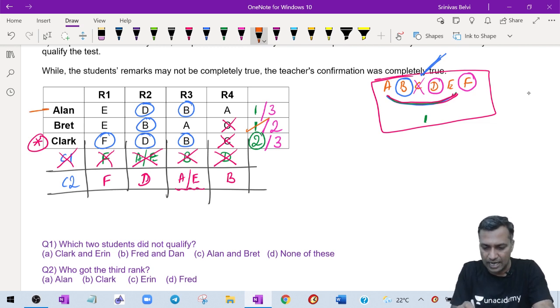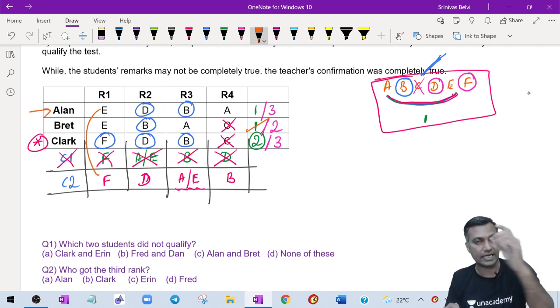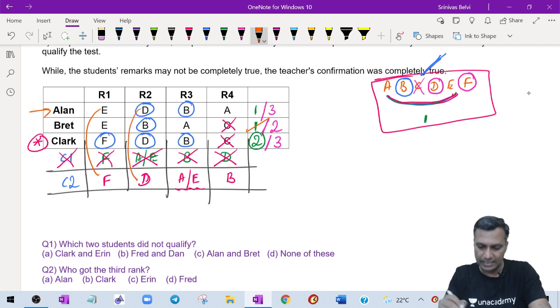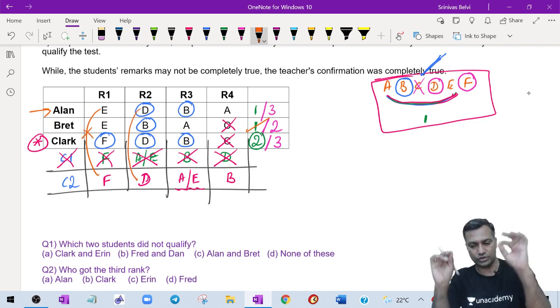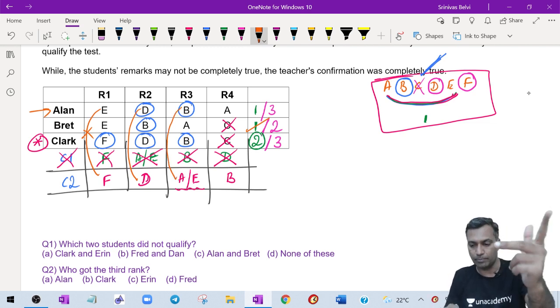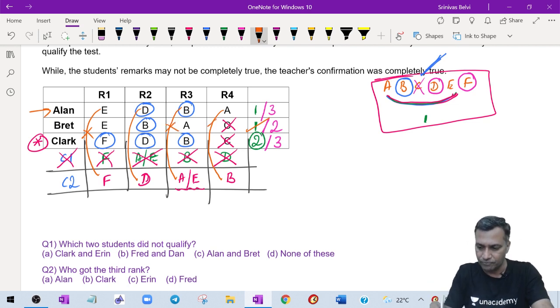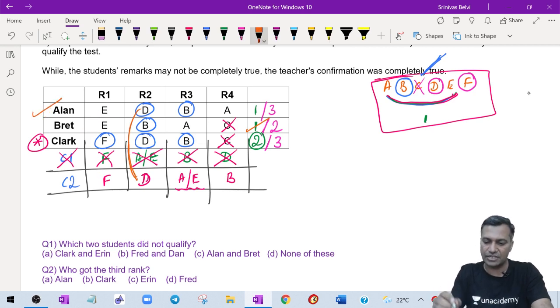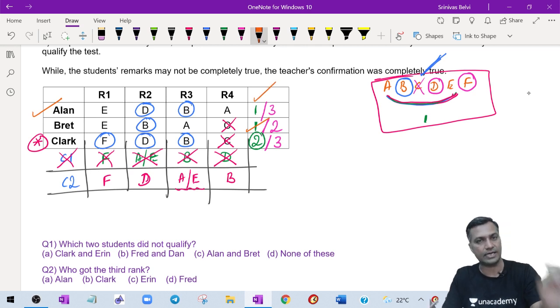All right, let's go to Alan. Alan should get one of them right. He says that he got the first rank, but according to Clark's second case, F got the first rank. D got the second rank, that's fair enough. So therefore, one is matching. B should get the third rank, but A or E is getting the third rank, mismatch. A should get the fourth rank, but B is getting the fourth rank, mismatch. Only one is getting matched, the second one. Therefore, Alan's statement is fine because I need one mapping right, and I got one mapping right.